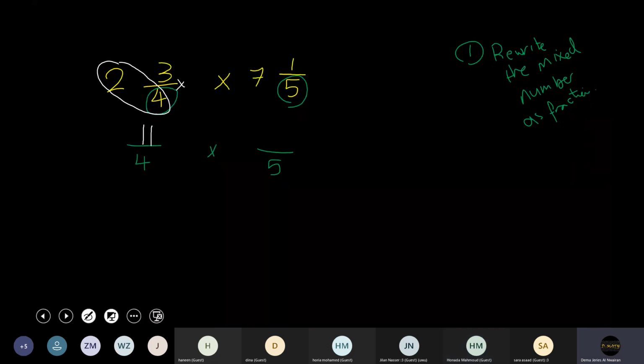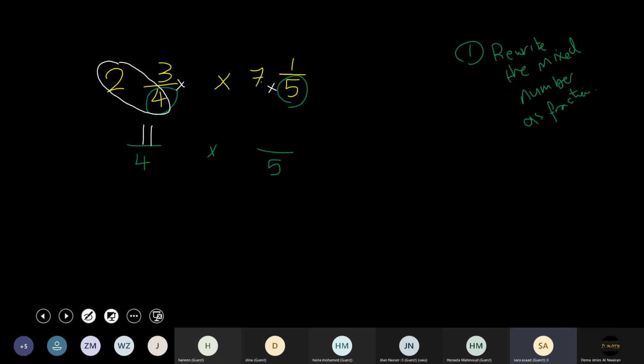Good job. Then, the next one, 7 times 5 equals 35. Plus 1, 36. Good job. Then what will you do? We now have 2 fractions.